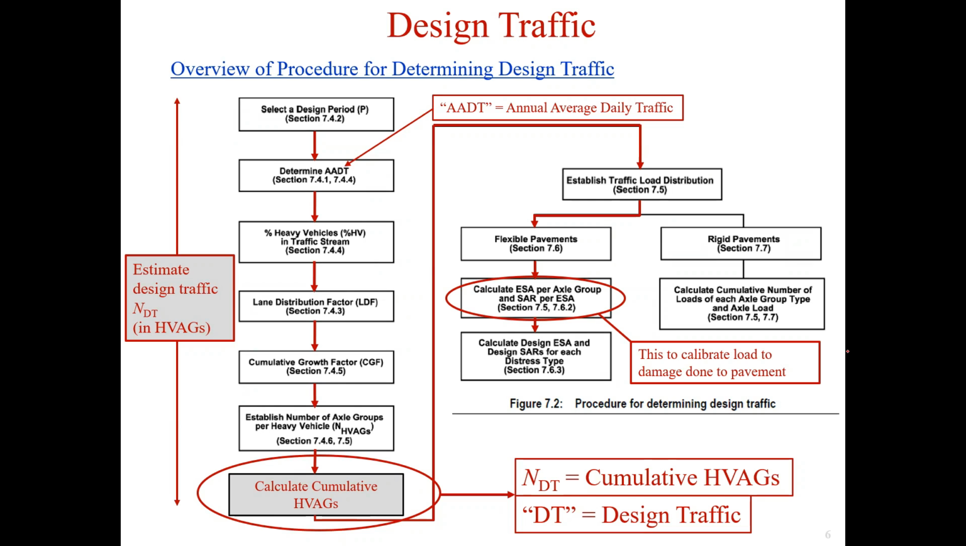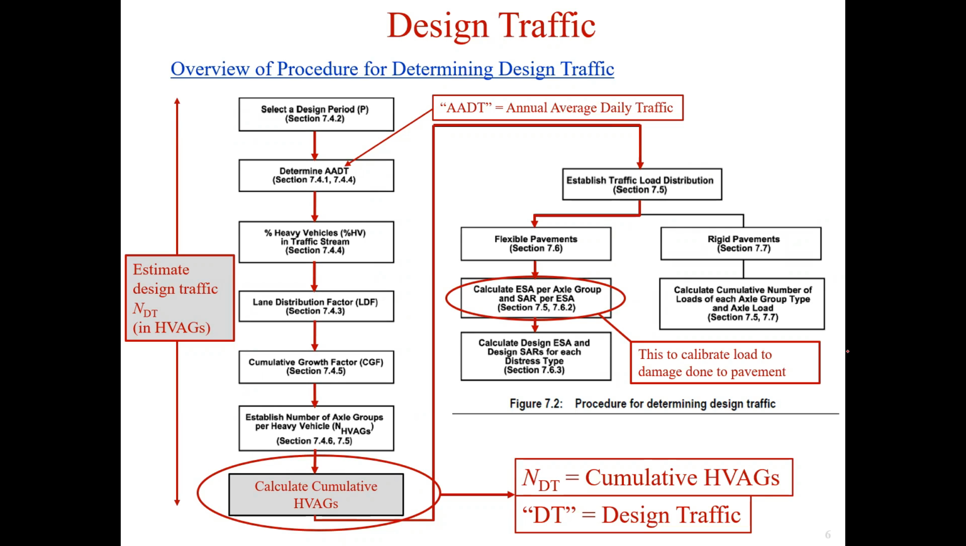The left part is a stepwise procedure that you would use to calculate the design traffic. We will go to details of each part of this flowchart in the next few slides. Firstly, we need to select a design period, maybe 20, 30, or 50 years. Then find the annual average daily traffic, the AADT.